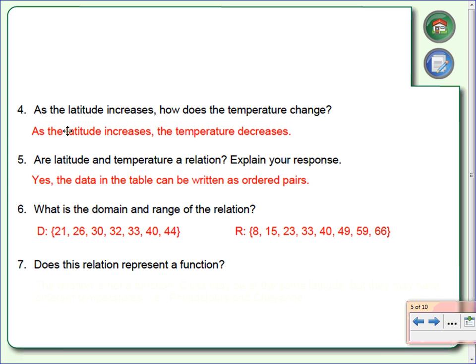By the way, if any of the numbers repeat themselves, notice I didn't have to write it twice. Once is good enough. I did the same thing with the range, the y values. So all I did was go down the list and write down all the y values. I had 8, 15, 23, 33, 40, 49, 59, and 66. So all I'm doing is writing down the x's and then writing down the y's. That's the domain and the range.